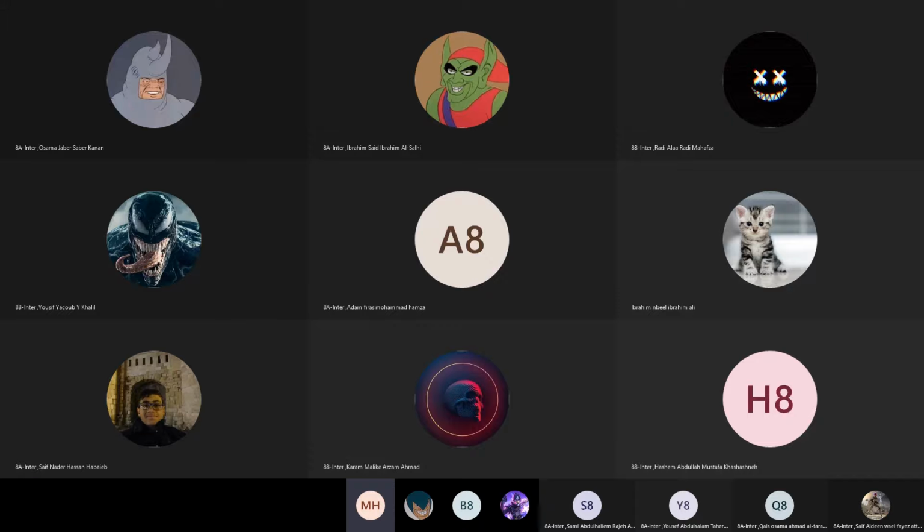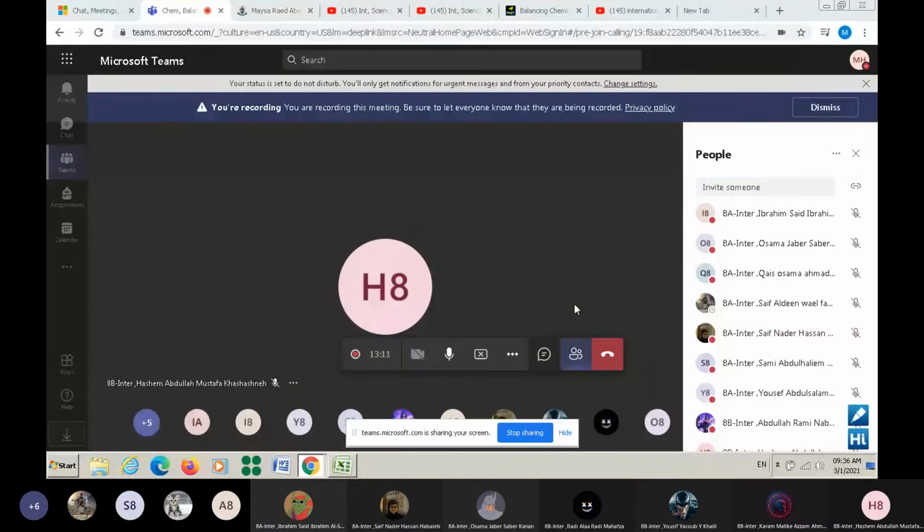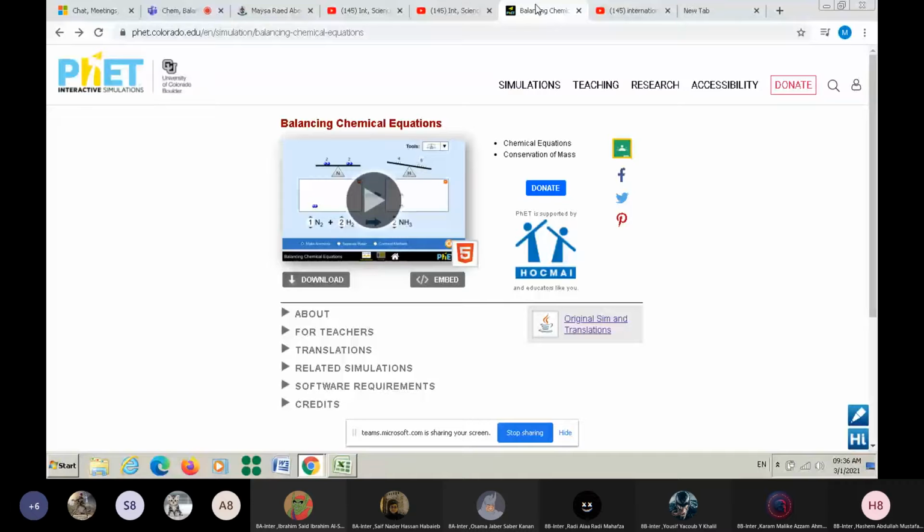The more you practice writing chemical formulas, the easier it will be for you. Without practicing, you will not be able to write the chemical formula. You will find it hard. Without knowing how to write the chemical formula, you can't continue with us. You can't balance chemical equations. We studied the chemical equation.